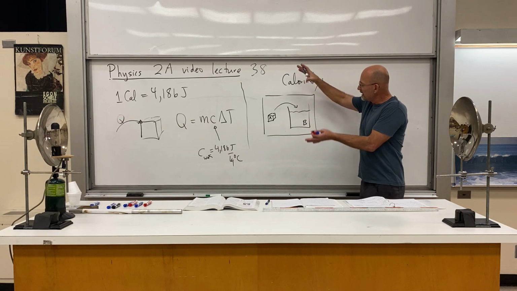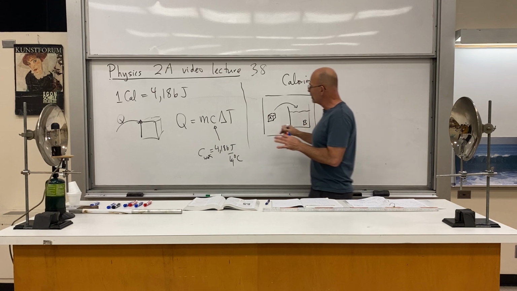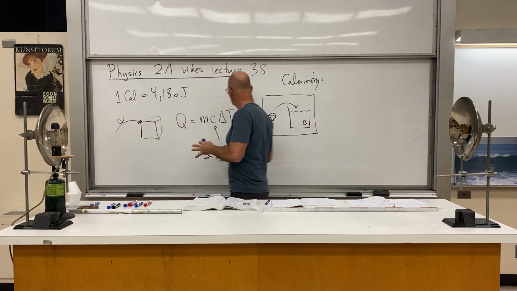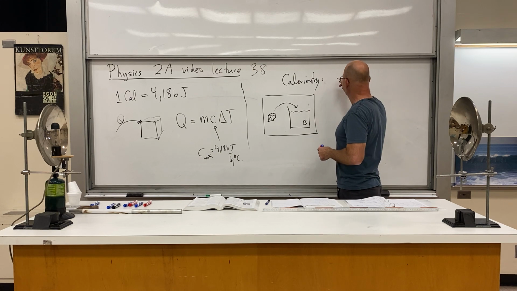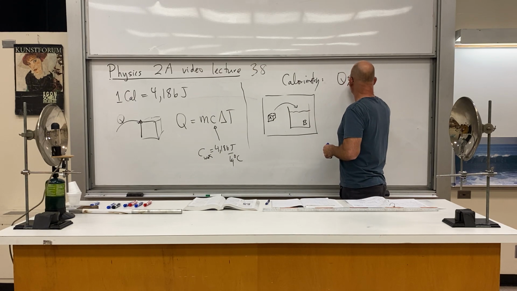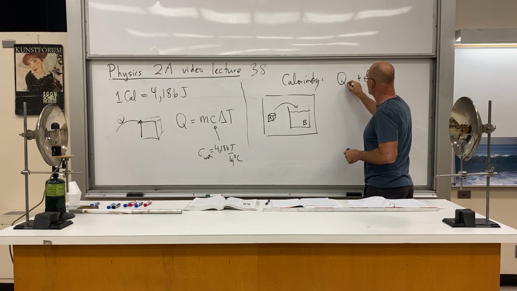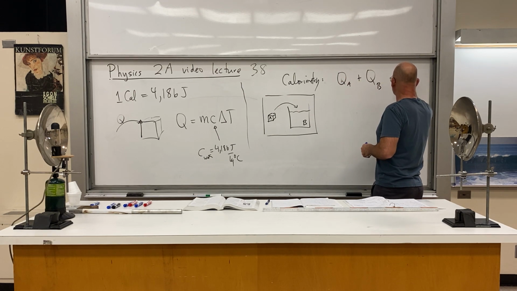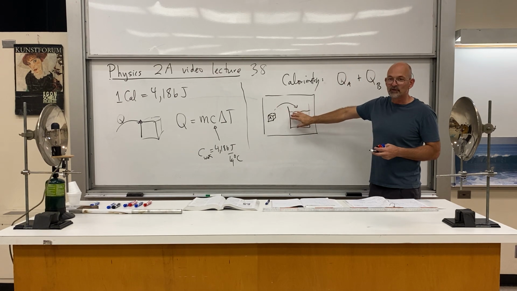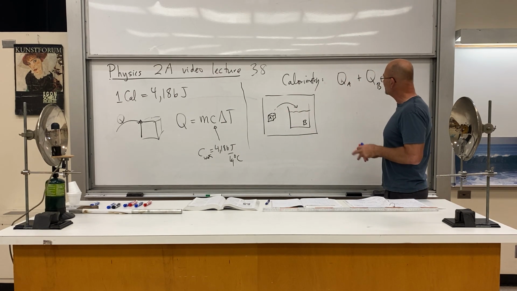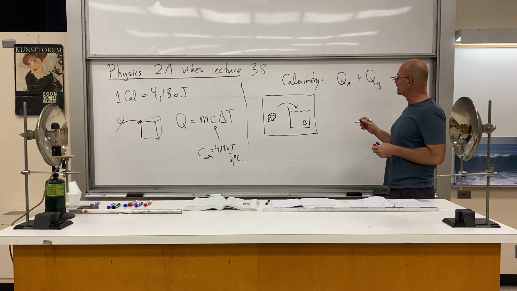So since we're putting it in a box and things are insulated, we're thinking there's no heat, none of this Q, leaving the system. So what that means is Q sub A plus Q sub B is equal to 0. The amount of heat that leaves A enters B and nothing goes anywhere else. This is the best way to set them up, by the way. The total energy flow, heat flow, is equal to 0.